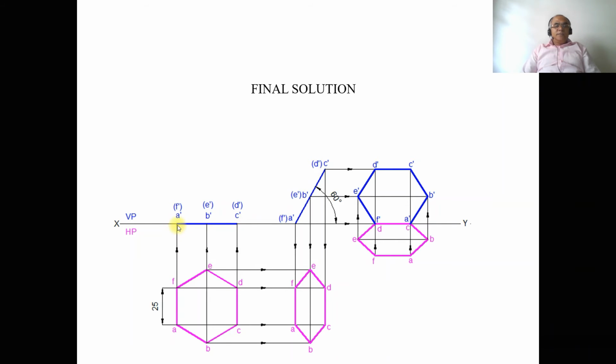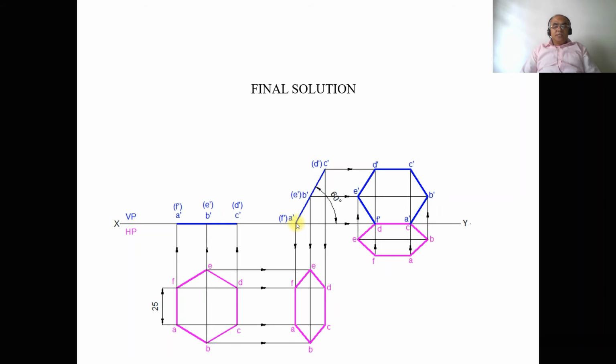Similarly, you measure the distance from A dash to B dash. From A dash, you cut an arc on that 60 degree line and mark this point as B dash and E dash. Then join A dash to C dash with a dark line. So this is how you will be able to rewrite the first position front view in the second position.